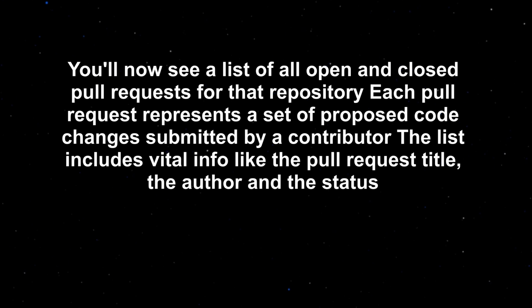You'll now see a list of all open and closed pull requests for the repository. Each pull request represents a set of proposed code changes submitted by a contributor. The list includes vital info, like the pull request title, the author, and the status. Choose a pull request that grabs your interest by clicking on its title. For example, click on the title of a pull request to view details.